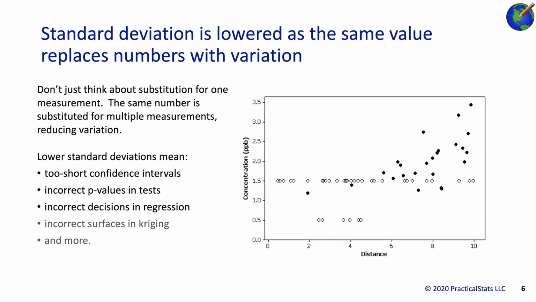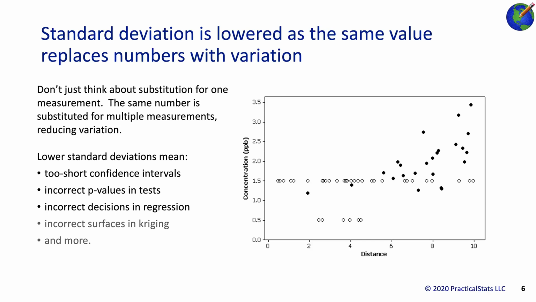What are you doing? You're adding a pattern. So don't just think about substitution as something with one observation, and it's somewhere, you don't know where, between 0 and 3. So you say, well, halfway, that's good enough. I'll just do 1.5. The problem is you're doing that over and over and over again and putting in a pattern. And that does a couple of things.